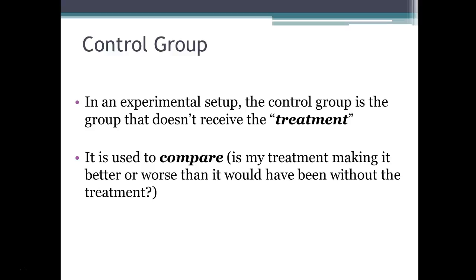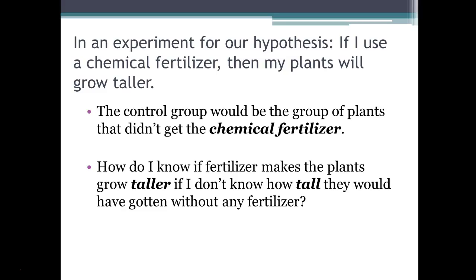In our example with the plants, we're going to set one group of plants up that's going to get the chemical fertilizer. We're going to set another group up that's going to be the same kind of plants. They're going to get the same amount of water, same amount of sunlight, but we're going to withhold the chemical fertilizer. Then we're going to let them grow for a certain period of time and measure their growth. Then I'm going to compare the growth of the plants that received the fertilizer to the group that didn't. So the control in this case is the group of plants that didn't get the fertilizer, or the growth of those plants. And that's how you'll know if the fertilizer made a difference.